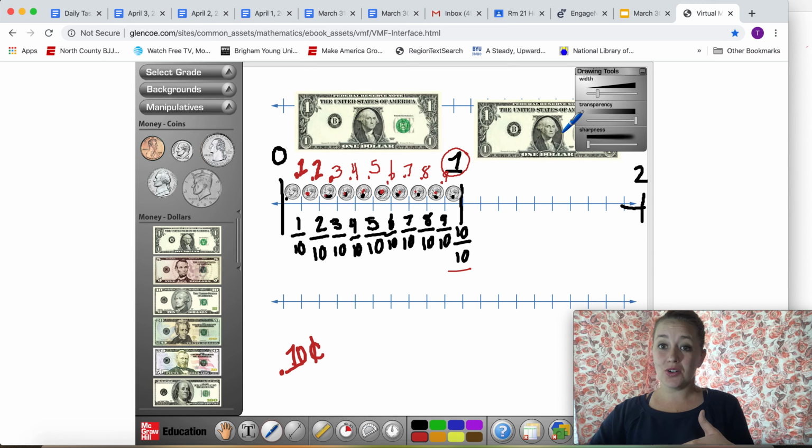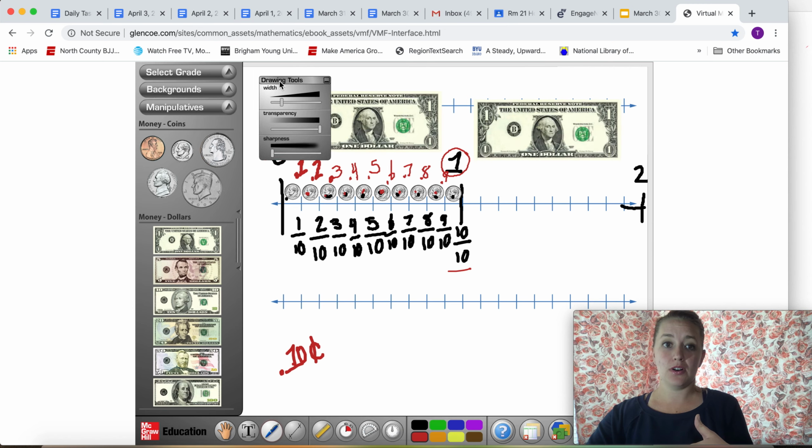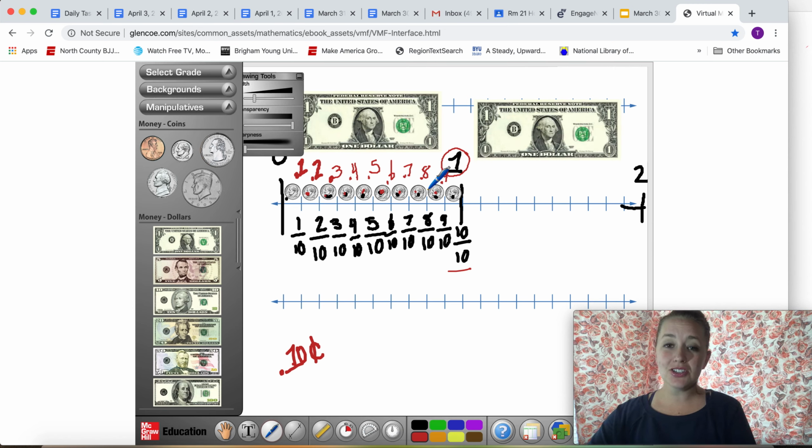Now, if I look over here, I could do the same thing, only I'm not between 0 and 1. I'm between 1 whole and 2 wholes. So I could say, if I brought in another dime, so let's bring it in.